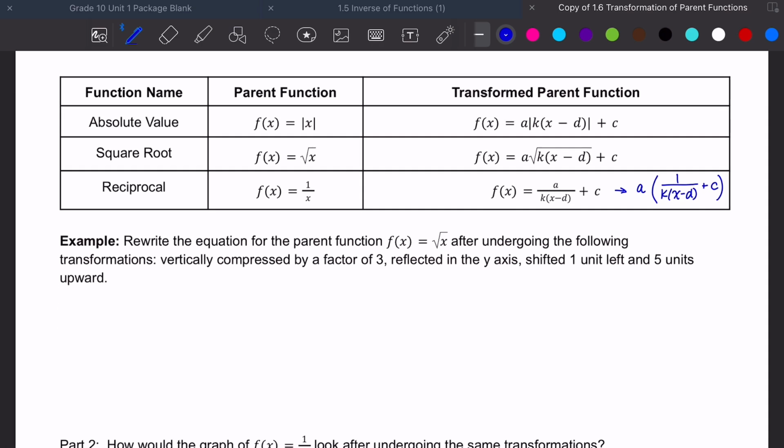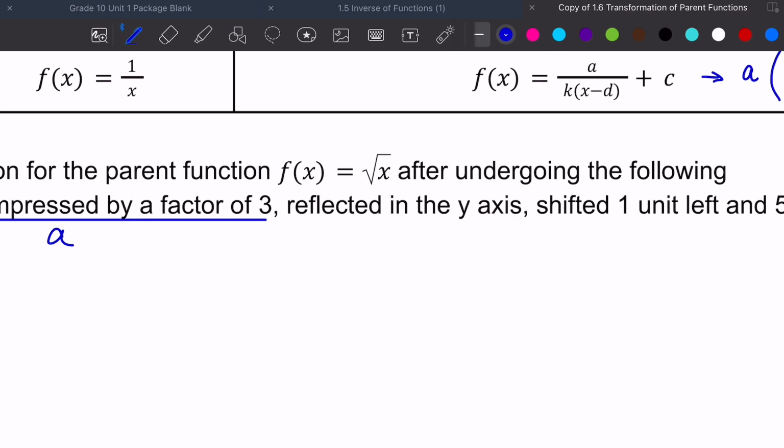So for example, I want the square root function, the transformed version after it has undergone these specific transformations. Again, I need to figure out what's associated with A, K, D, and C. So let's read this out. Vertically compressed by a factor of 3, what letter is that associated with? A vertical compression. A. This is A. Reflected in the y-axis. Is that A or K? That's K. So that's going to be related to K.